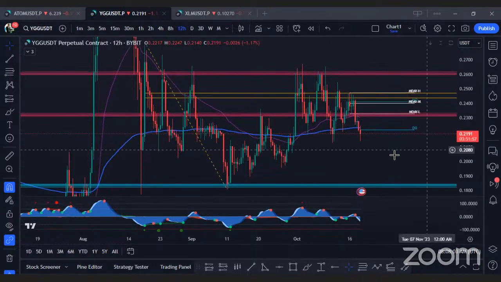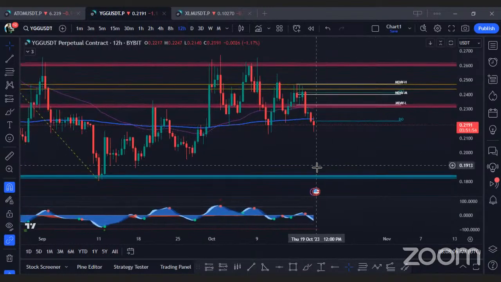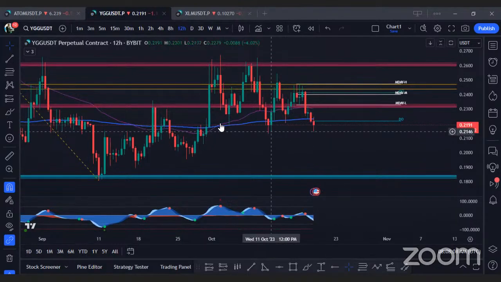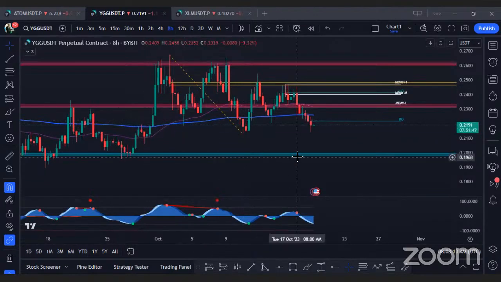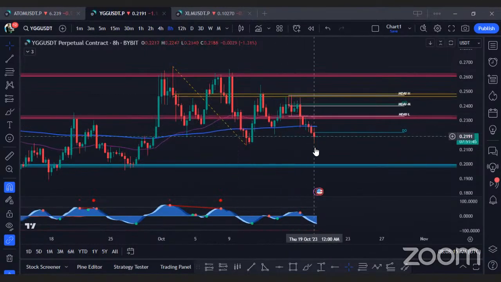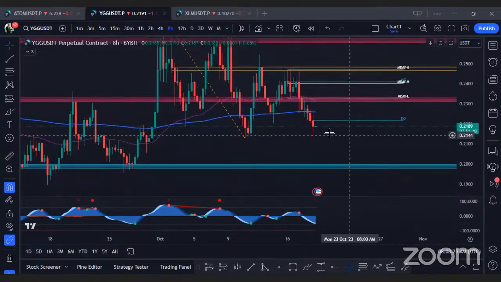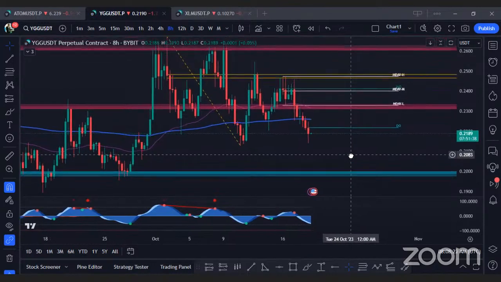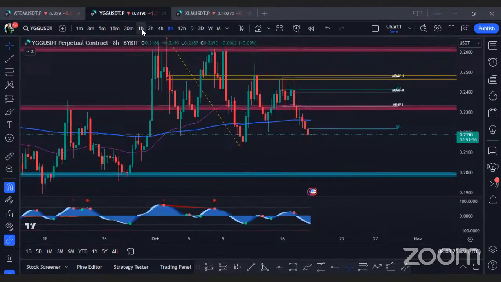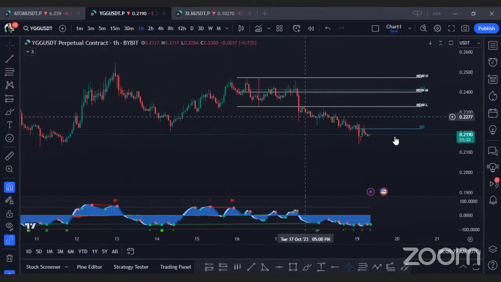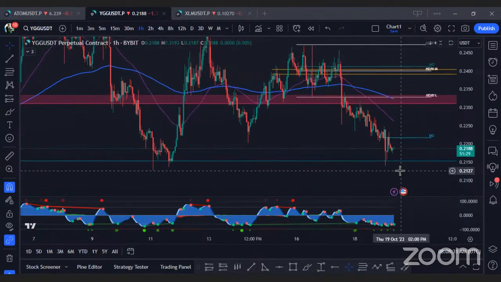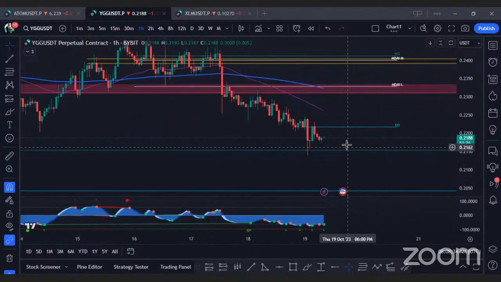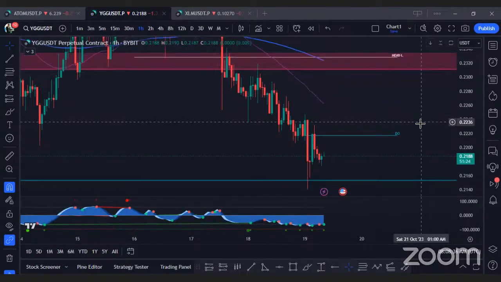If you look at this higher time frame, though we do have this rejection here, I want YGG to come down to that 19 cent level. I'm not going to long YGG right now. Let me do 1 hour. I can't long YGG at the moment. You could take a trade, just like we see here, this rejection, maybe it could go up, I don't know yet.